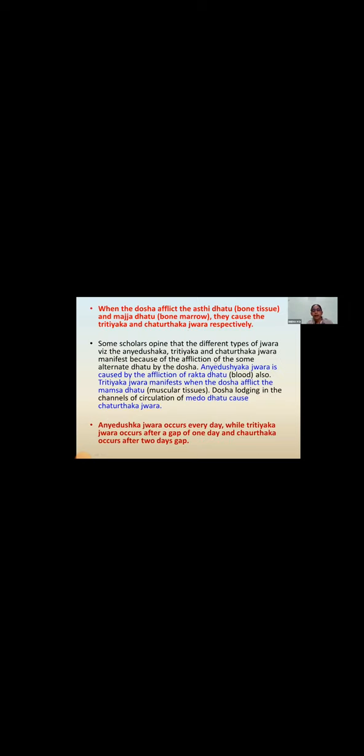Chaturtaka jvara. And there is another opinion that anyadushka jvara is caused by the affliction of rakta dhatu, and Tritiyaka jvara manifests where the doshas afflict the mamsa dhatu, and especially the dosha lodging in the channels of circulation of medo dhatu causes the Chaturtaka jvara. So anyadushka jvara occurs every day, while Tritiyaka jvara occurs after a gap of 1 day and Chaturtaka occurs after a gap of 2 days. So this I just wanted to show in a very easy manner.